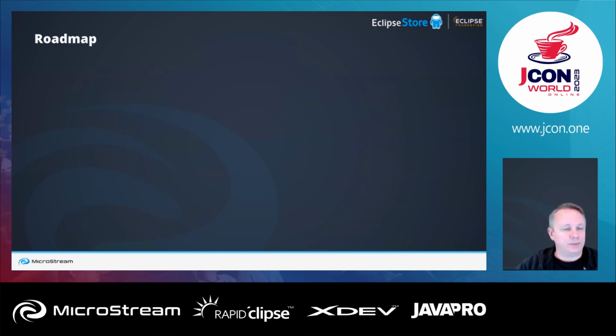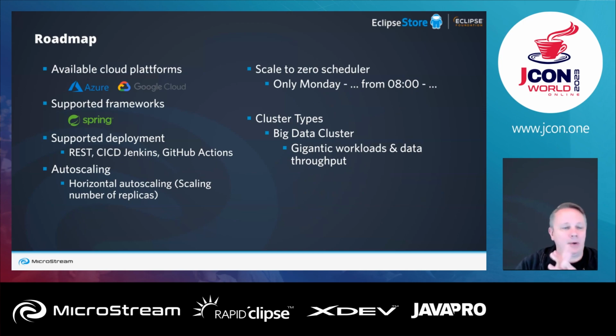And this is the roadmap for the next upcoming versions. As I said, we want to support Azure and Google Cloud also, like we do now with AWS. There is one framework which is not available now: Spring itself. So we will support Spring. For now, we support only Helidon and Micronaut, but it is not a big issue to provide the same for Spring also.